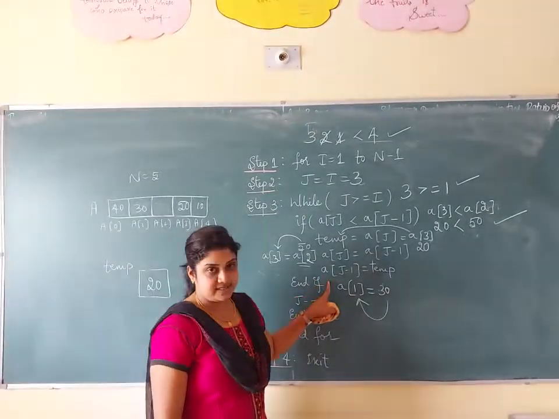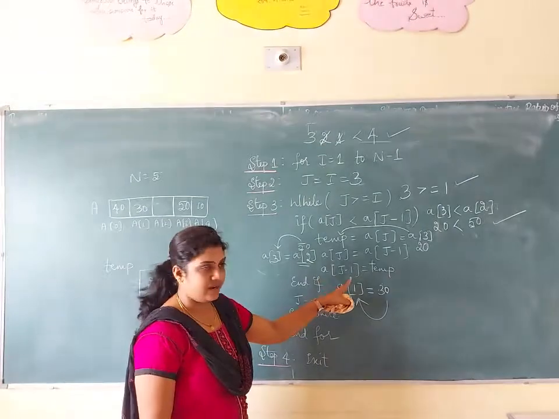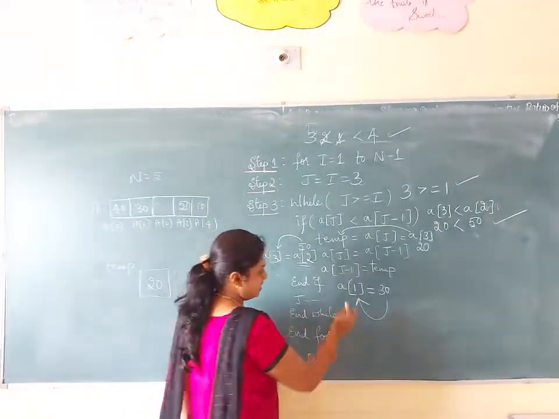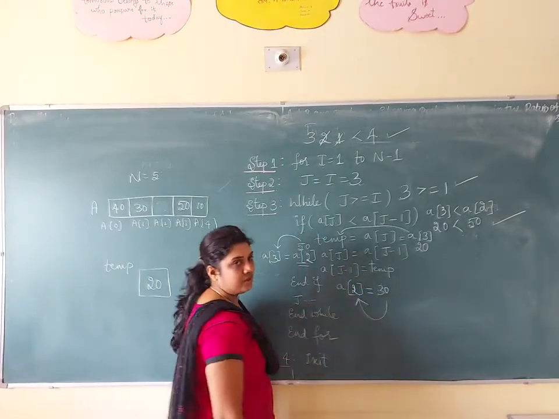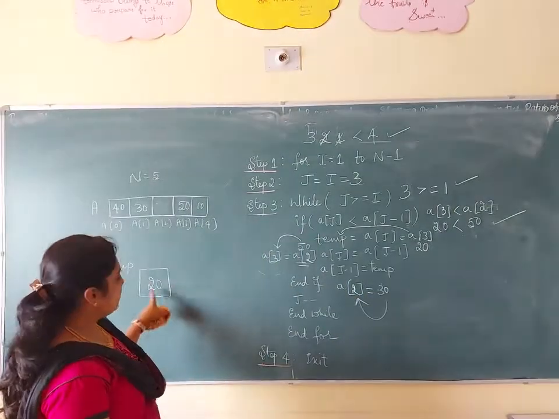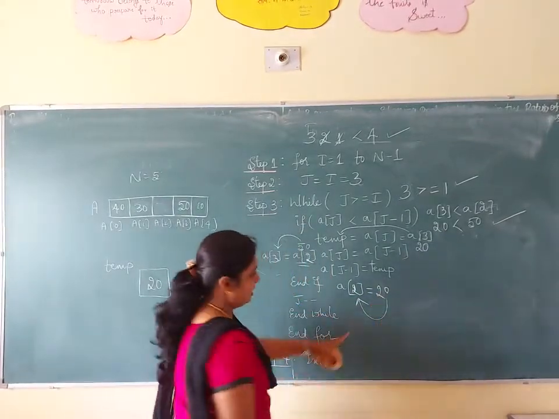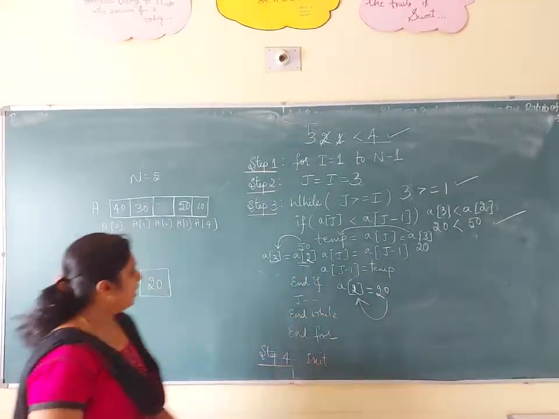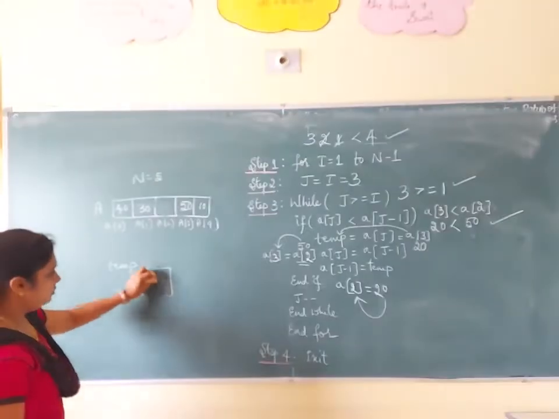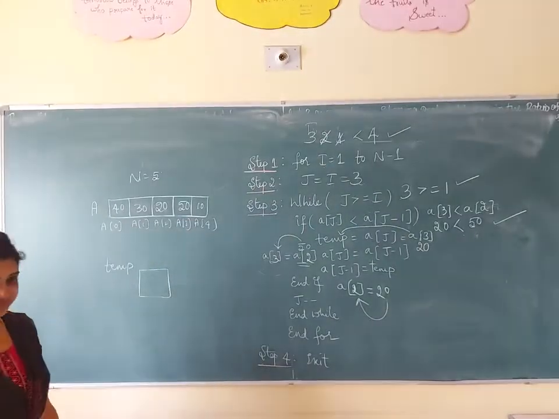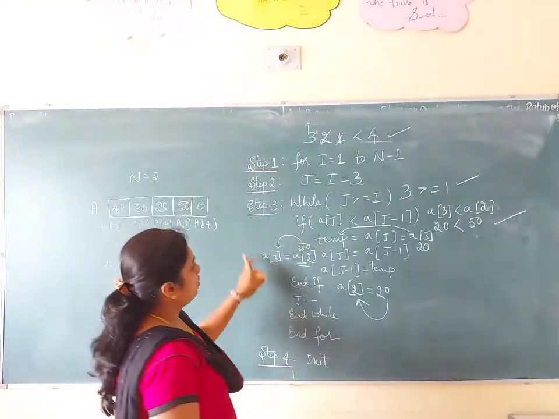It will go to the next statement, A of j minus 1. j minus 1 means 3 minus 1, you will get A of 2. See, in the temporary variable we have an element that is 20. That will be assigned to where? A of 2 position. Now the 20 will come to which position? A of 2.